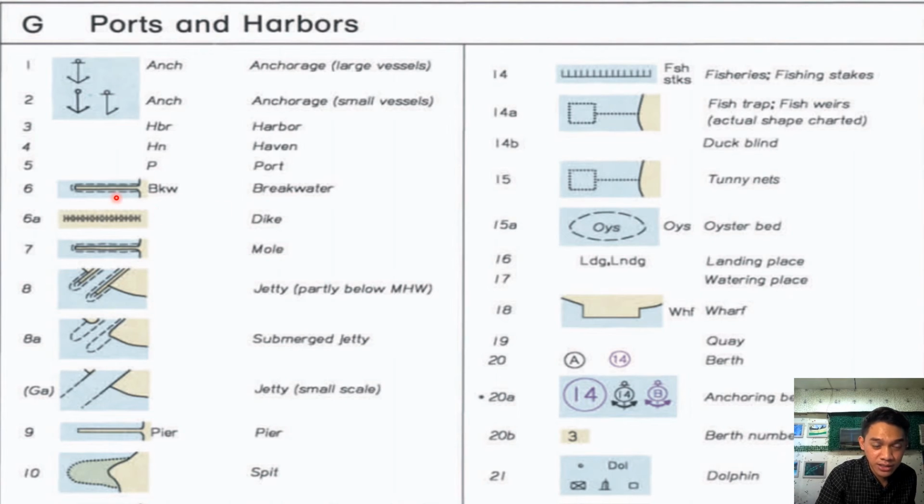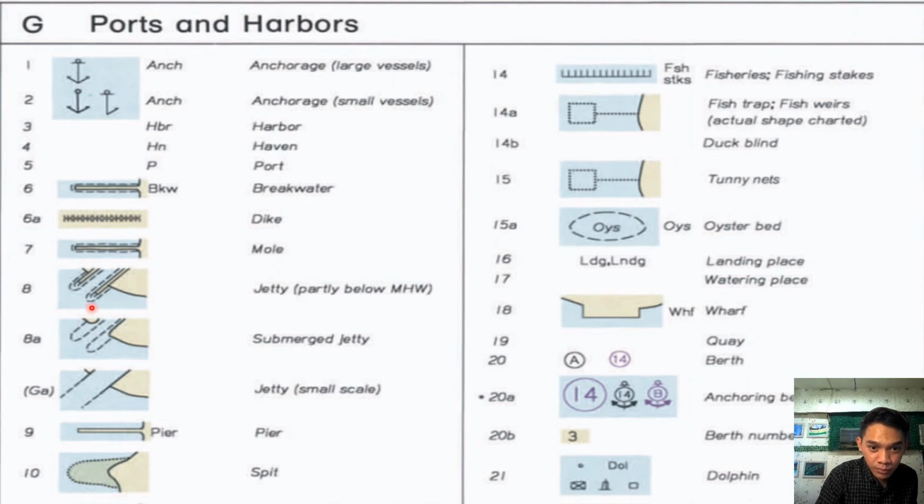So can you see this symbol right here? It contains several broken lines. This is breakwater. Next is dike. This symbol right here, this is the dike. Next is mole. This right here. Next is jetty. This symbol right here.